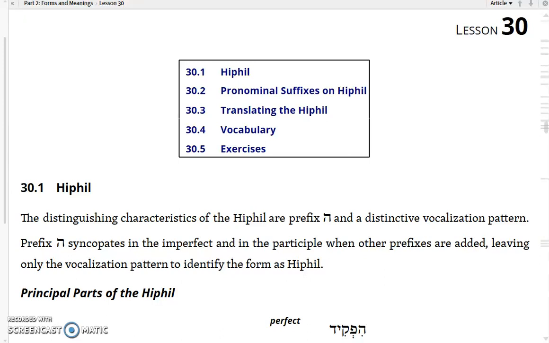I now wish to introduce Lesson 30 from Ross on the hiphil. Another of the verbal stems, besides the qal, the niphal, the piel, the pual, and the hithpael, will be the hiphil, that is, 6 of the 7 common stems found in Hebrew. The distinguishing characteristic of the hiphil is a prefix he, and a distinctive vocalization pattern that will often have a hireq yod in the middle.